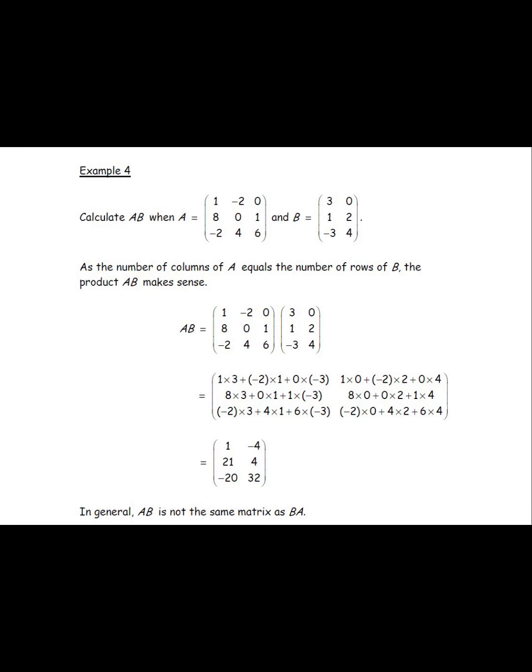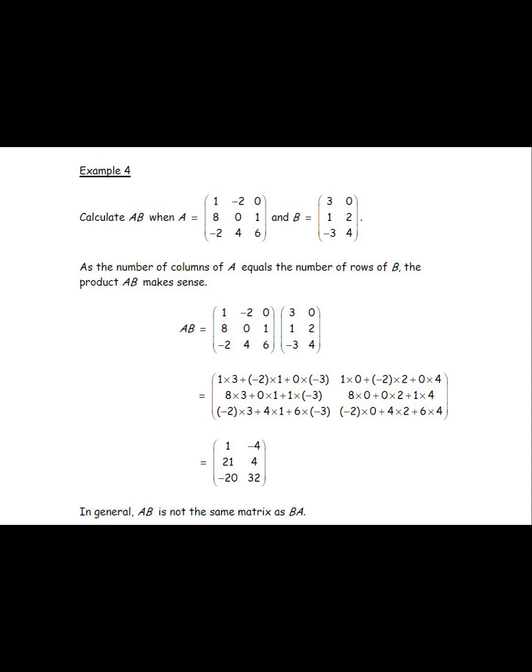So for this example, since A is 3 by 3 and B is 3 by 2, we can multiply them. The result will be a 3 by 2 matrix. Let's compute A times B step by step.